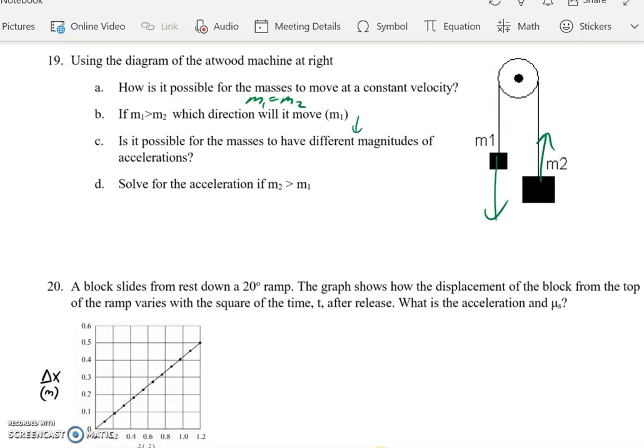C, is it possible for the masses to have different magnitudes of acceleration? Magnitude here, by the way, if you can't remember that from before, magnitude just means a number answer. It doesn't have a direction at all. So can they have different accelerations, whether it's up or down? No. Whatever the acceleration is of one, it's the same as the magnitude of the acceleration of the other. D, solve for the acceleration of M2 if M2 is greater than M1.